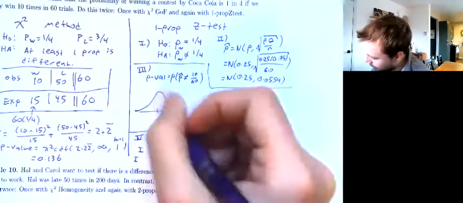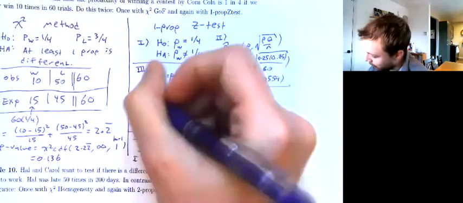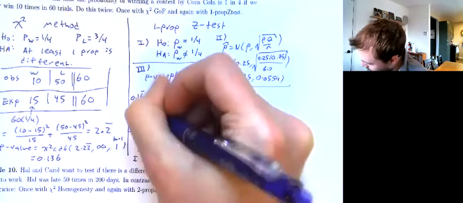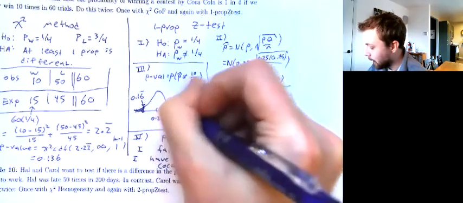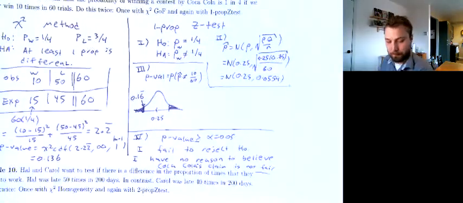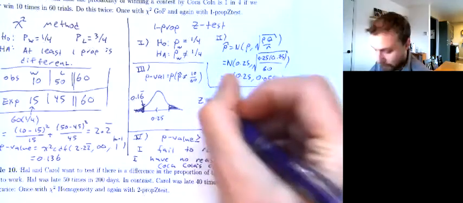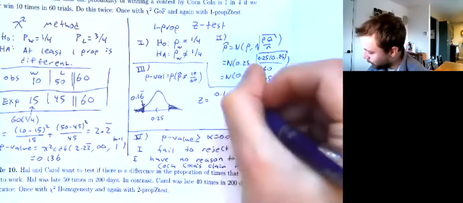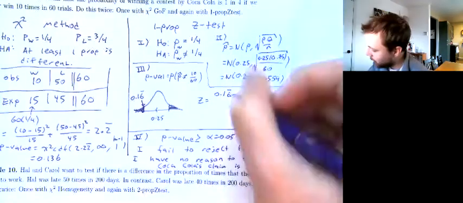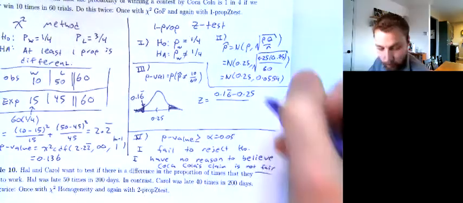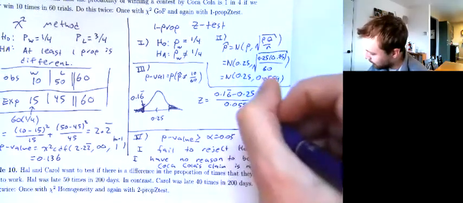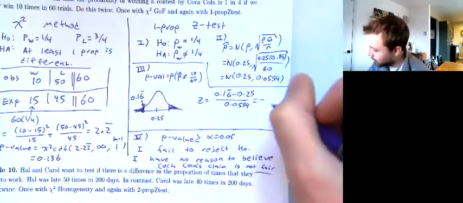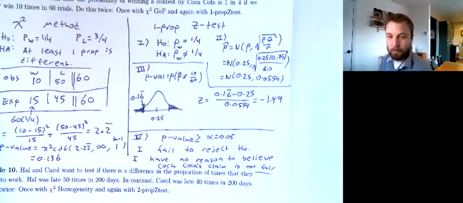My center is 25%. My sample success rate was 10 out of 60 as a decimal. That's 0.166 repeating. And I'm going to shade both left and right. This is a two-tailed test. So for my z-score, I have 0.166 repeating minus 0.25 divided by my standard deviation of 0.0559, and I get for one of my z-scores negative 1.49.